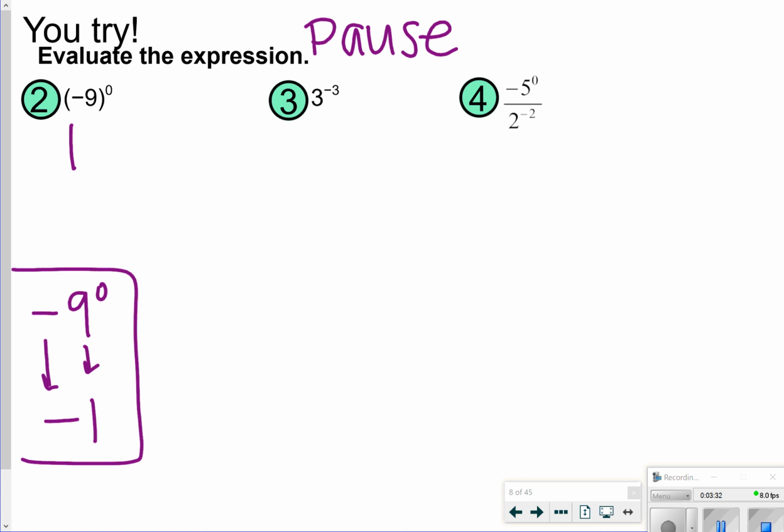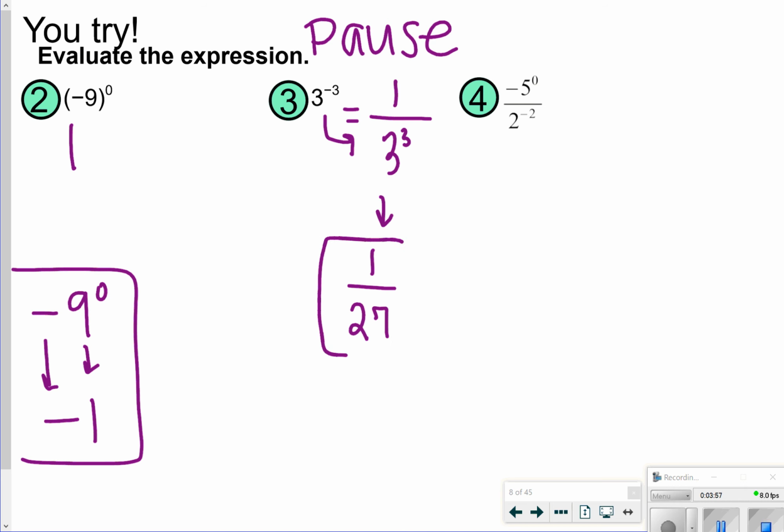For number 3, to make this a positive, we would need to write it as its reciprocal. So we would need to pull that 3 to the negative third down to the denominator to make it 3 to the positive third. Again, since there was nothing left on the top, we would just put a 1 up there so there's at least something, and then go ahead and evaluate. 3 to the third means 3 times 3 times 3, which would be 9 times 3, which is 27. So your final answer for number 3 should be 1 over 27.